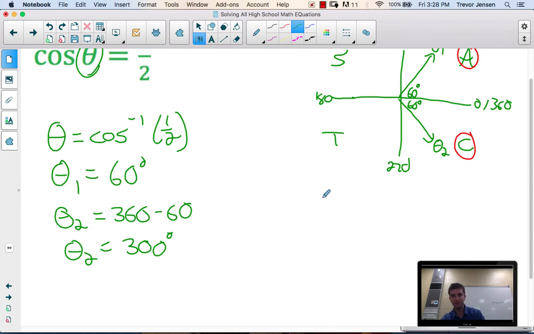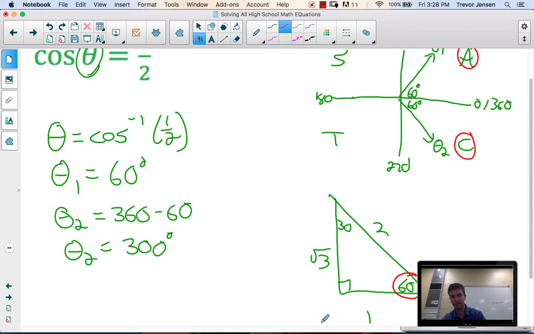And we could have, like I said, used our special triangle, our half equilateral triangle, 60, 30, 2, 1, root 3, and seen from this special triangle that this angle here has an adjacent over hypotenuse of a half. So that's why cos of 60 is a half.